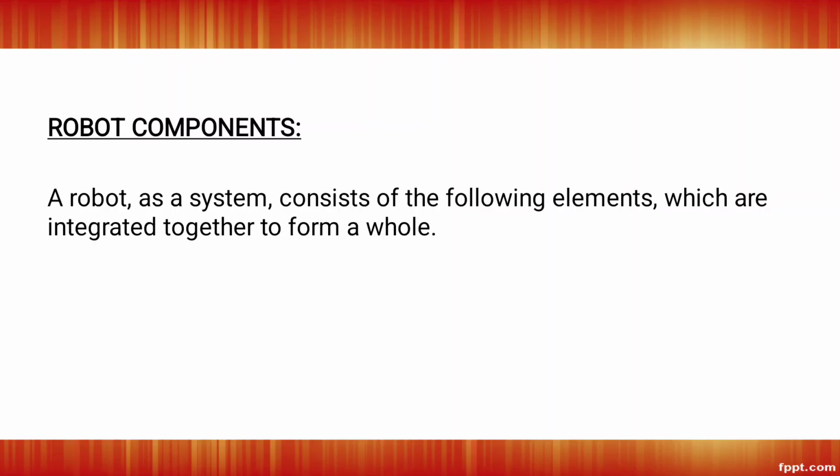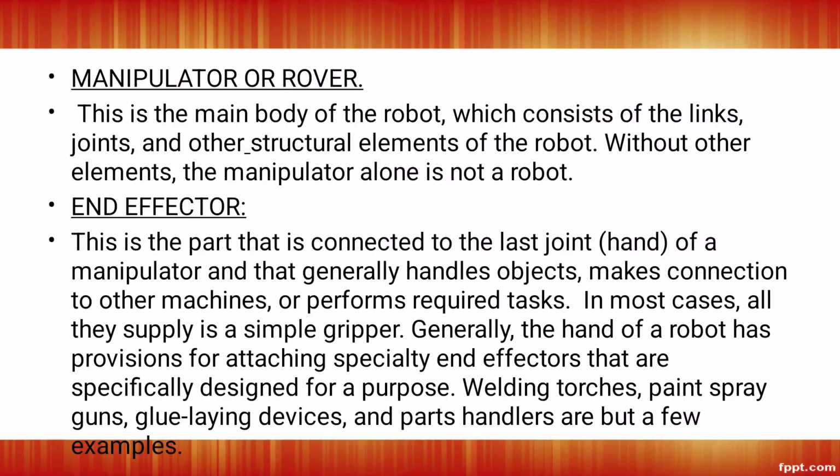So, what are robotic components? They are subsystems: the elements needed to create the entire robot and certain hardware components to move the robot. A robot as a system consists of the following elements, which are integrated together to form a whole. First is the manipulator or rover. This is the main body of the robot, which consists of links, joints and other structural elements. Without the other elements, the manipulator alone is not a robot.